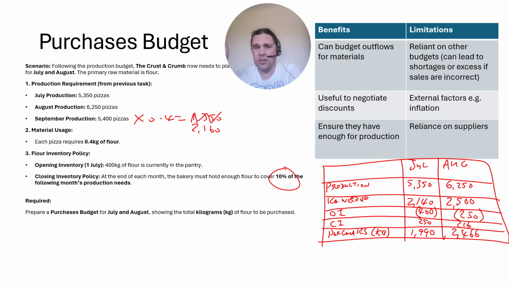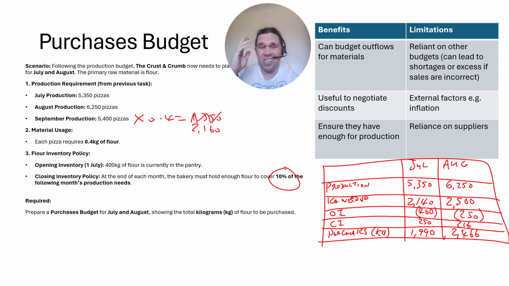However, it's reliant on others. So if the sales budget or the production budget was inaccurate, we can have too much or too little. Inflation can drive the cost of these purchases up. We've just looked at kilos. The next extension would be multiplying by a cost per unit to give the purchase cost in pounds, and so obviously that can cause an issue. We can also have an external factor which could cause a shortage, and maybe we can't buy that much material, so we've got a reliance on suppliers to produce what we need.